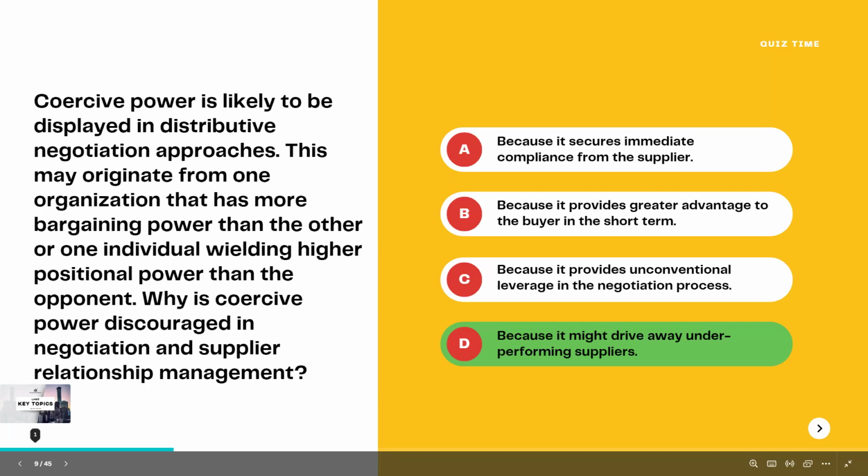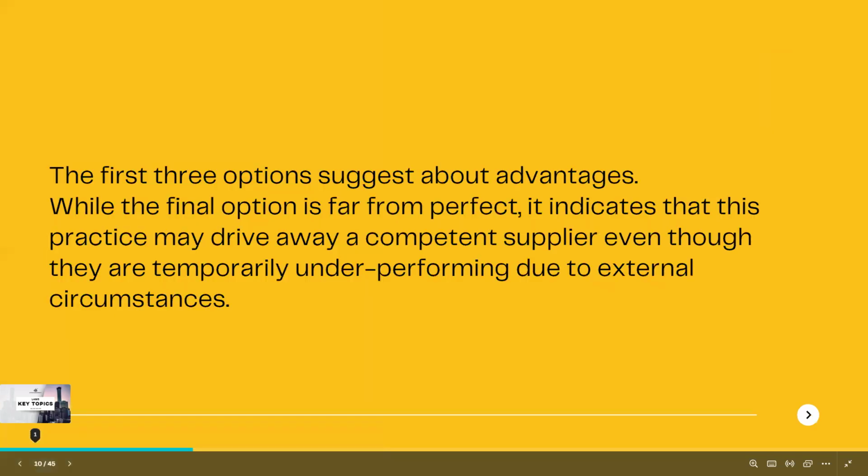Okay, so option D would be the best one, since coercive power could be quite damaging to the relationship, especially when the supplier is underperforming, and sometimes it's not their fault, right? So the best option is D.